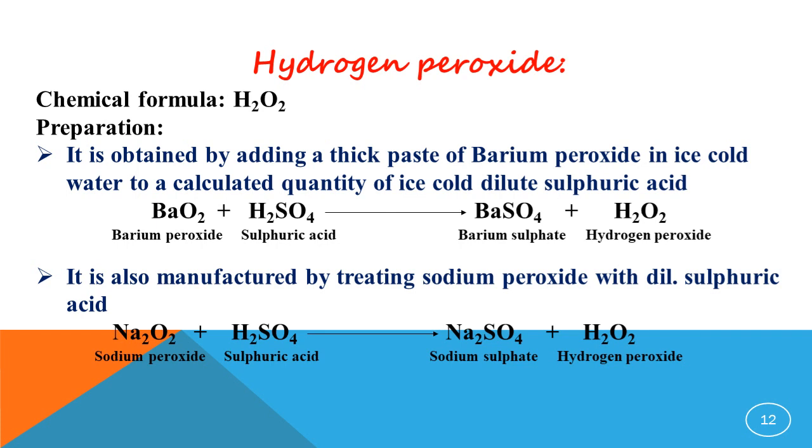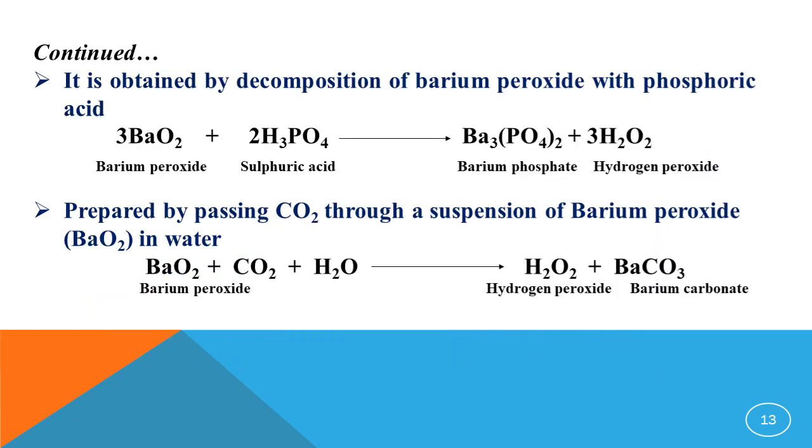Hydrogen peroxide may also be manufactured by treating sodium peroxide with dilute sulfuric acid. That is Na2O2 plus H2SO4 gives Na2SO4 plus H2O2 or hydrogen peroxide. Hydrogen peroxide is also obtained by the decomposition of barium peroxide with phosphoric acid: 3BaO2 plus 2H3PO4 gives barium phosphate plus hydrogen peroxide.